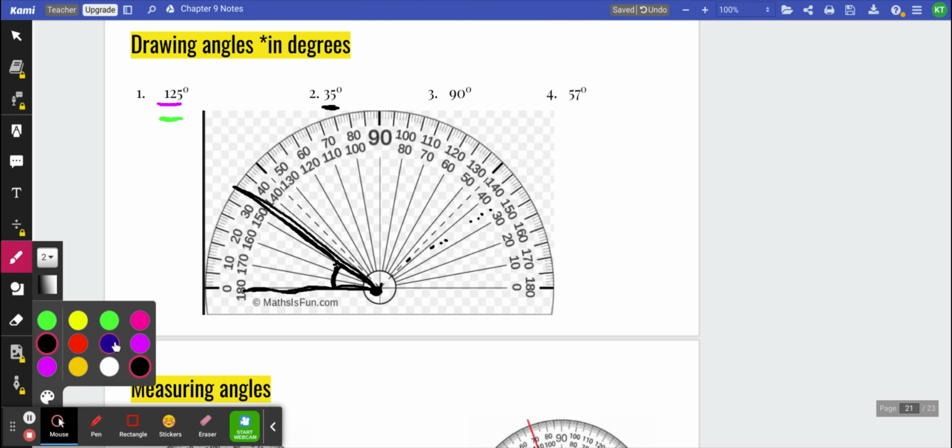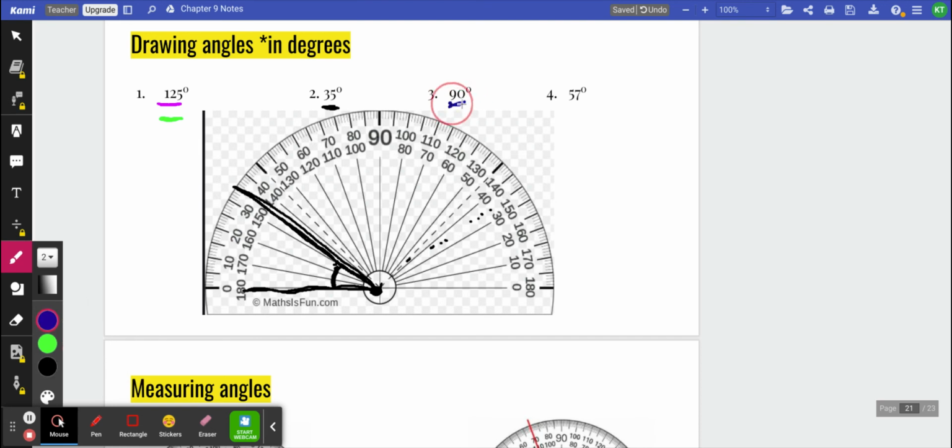Let's draw another one here. Let's draw 90. So it doesn't matter with 90, that's right in the middle. You'll see that's the only one that only has one measure, because if I go this way, I get to 90. If I go this way, I get to 90. It's the same angle, and we can use the right angle symbol to show that that is 90 degrees.